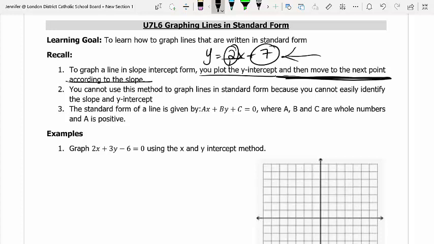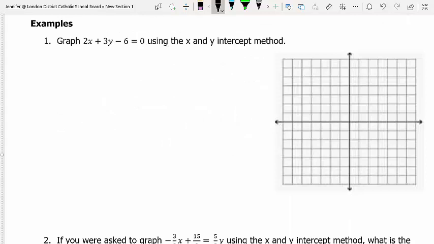You can't use that method for standard form because remember, standard form, you can't easily decide what the y-intercept is and what the slope is, right? So here's a line in standard form. You can't just look at that and say, yep, the y-intercept is this and the x-intercept is that, okay? So we have to use a different method to graph lines that are in standard form. So to graph lines that are in standard form, you find the x and y-intercept, and then you plot those 2 points and connect the dots. So that's the method for graphing lines that are in standard form.